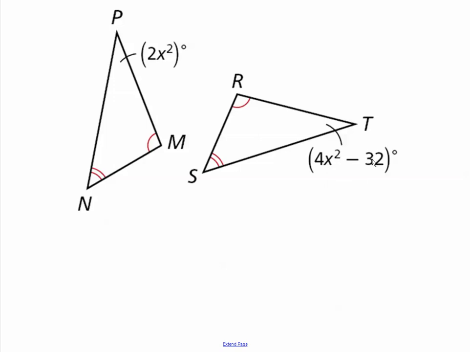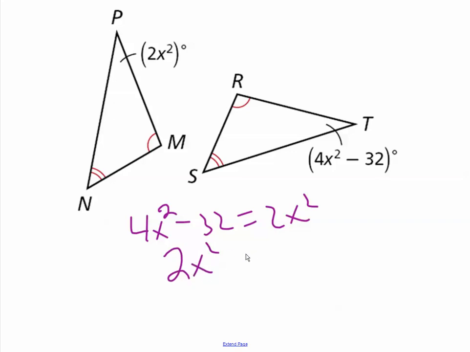Third angle theorem, 4x squared minus 32 is equal to 2x squared. Subtract 2x squared on both sides, add 32 on both sides, so I get 2x squared is equal to 32. x squared is equal to 16. x is equal to plus or minus 4. Okay? And it turns out that either x works, the positive or the negative 4. So I can plug in and find my angles. So that's 16 times 2, so this guy is 32 right here. We won't be able to find the other ones, though, because we don't know what they are.